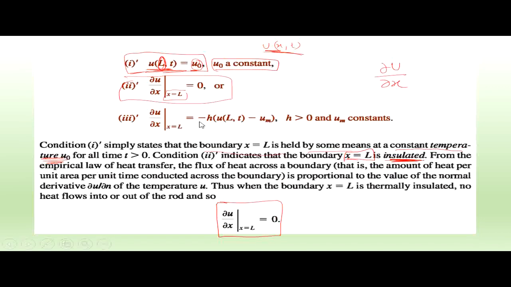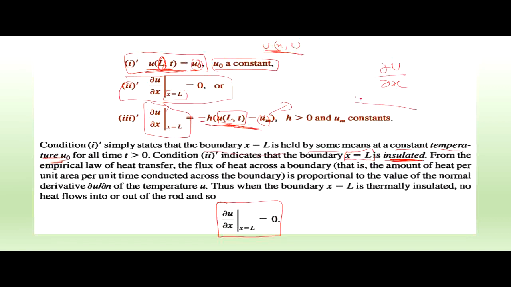And the third one, what is the third one? It's looking like insulated, but not equal to 0. The same derivation: when it is 0, it is insulated, but here there is some negative value. What is it? h times u of L comma t minus um. u of L comma t is the temperature at the right end, and um is the temperature of the medium outside. The difference is negative. That means that the medium temperature is more than the temperature at the right end.